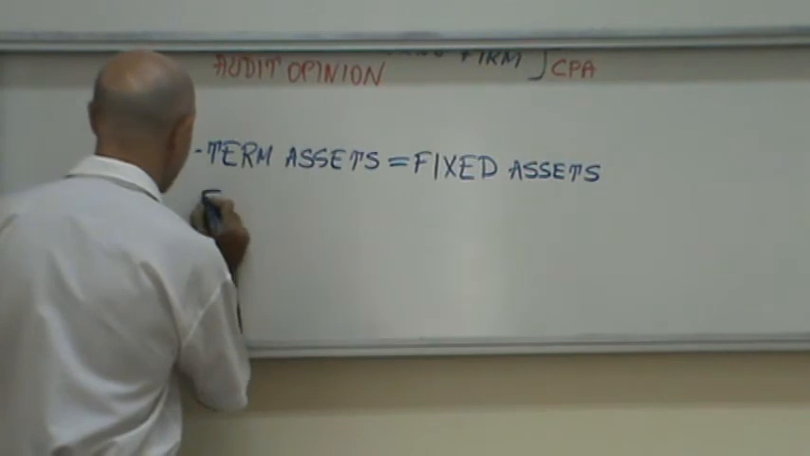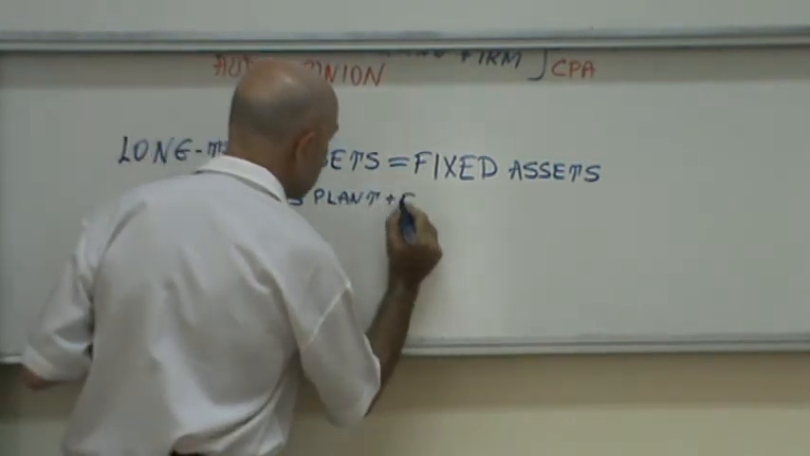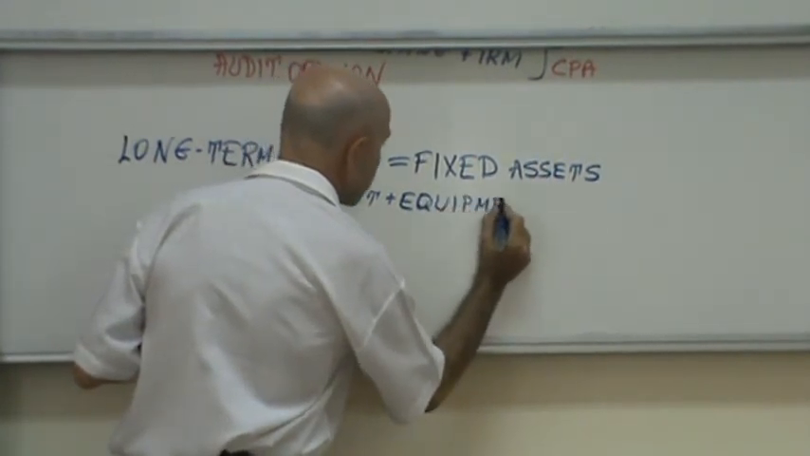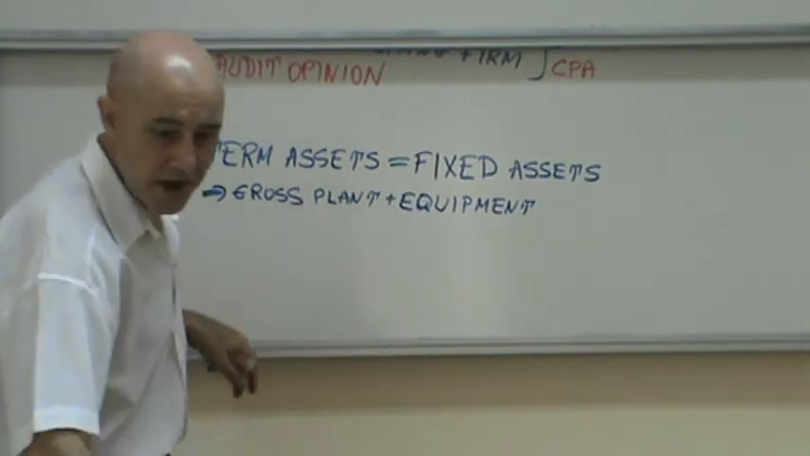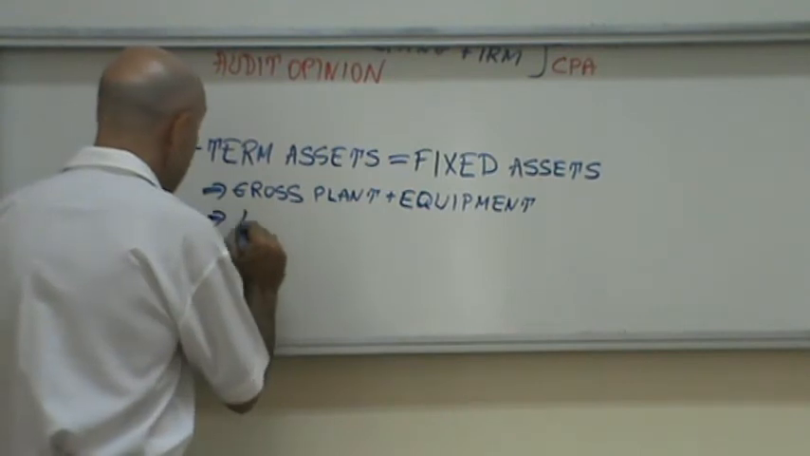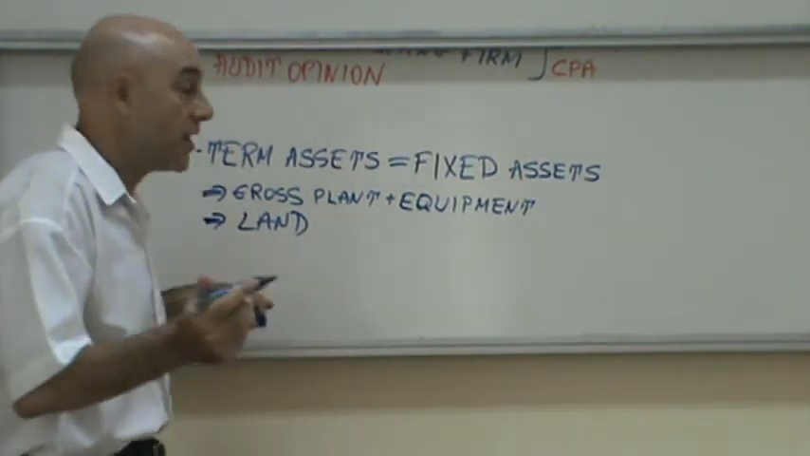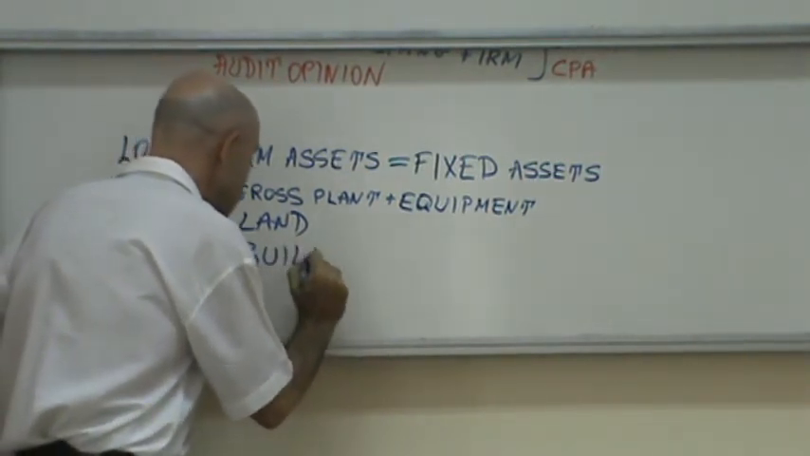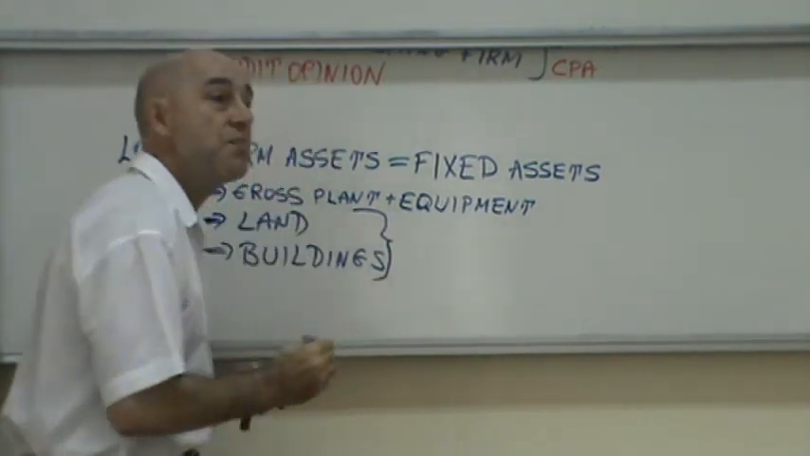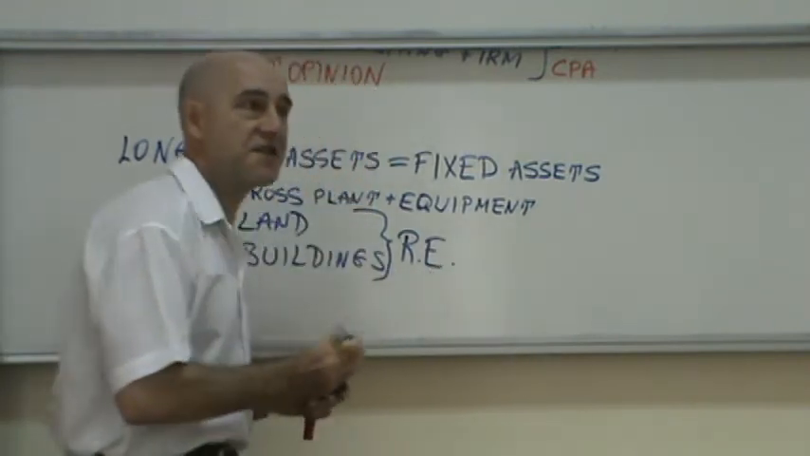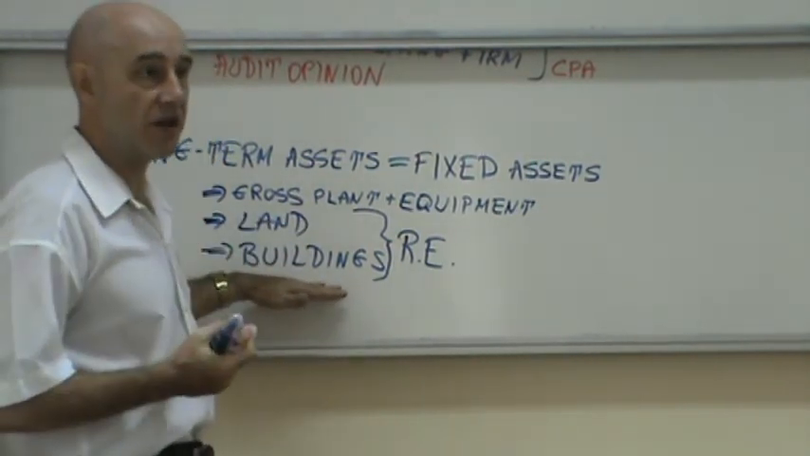So you will have a separate one in there called gross plant and equipment. That will be a major one. What's the equipment that you have? Not in the textbook, I don't see them, but we can just write a couple of them. If you own land, land is always separate. Maybe you don't own land, so you don't have anything. Another big one is buildings. These two people usually call real estate. But in accounting, we always separate land from buildings.